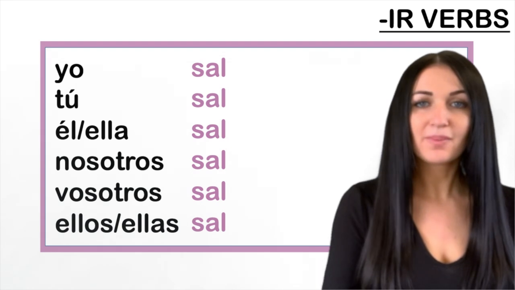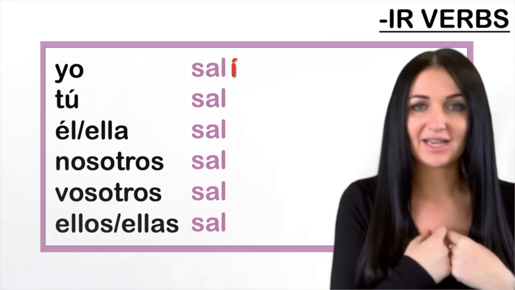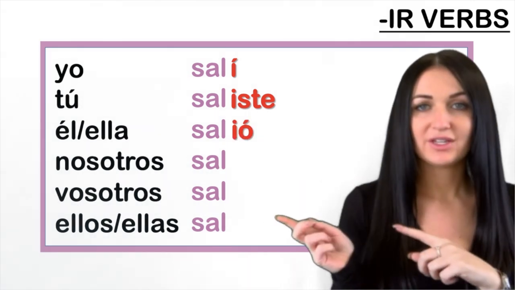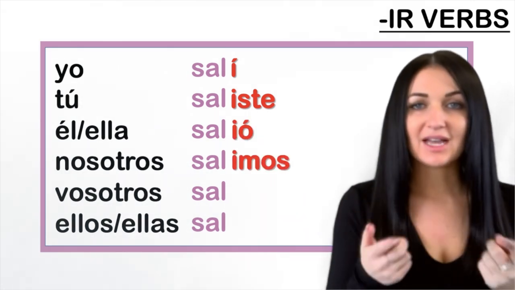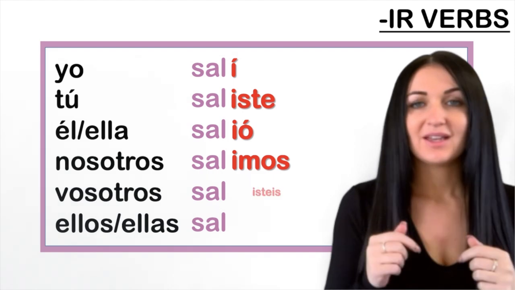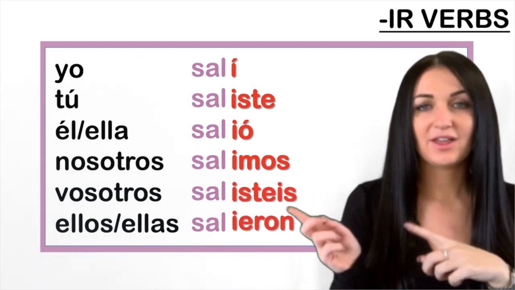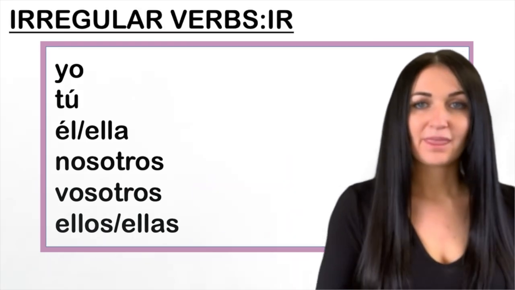And IR verbs, you've got the same endings. You remove the IR and you add the following ones. Salí, I went out. Saliste, you went out. Salió, he or she went out. Salimos, we went out. Salisteis, you plural went out. And salieron, they went out.